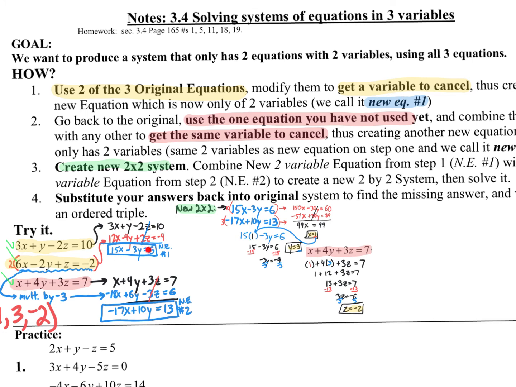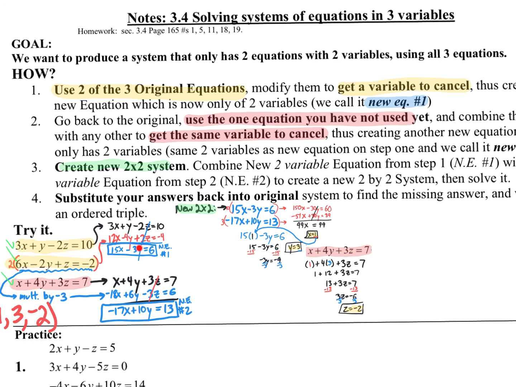This was step 1. Step 2, go back, use the one you haven't used. That's this one, I rewrote it. And then use another one, modify it, get the same variable to cancel. So if you cancel out z's up here, you need to cancel out z's down here. If you happen to cancel a different letter, it's not going to help you at all, because when you create your new 2x2 system, you need the same variables. You can't have x's and y's up here and x's and z's down here. That's not going to help you. So again, whatever variable you canceled on step 1, you need that same variable to cancel on step 2.